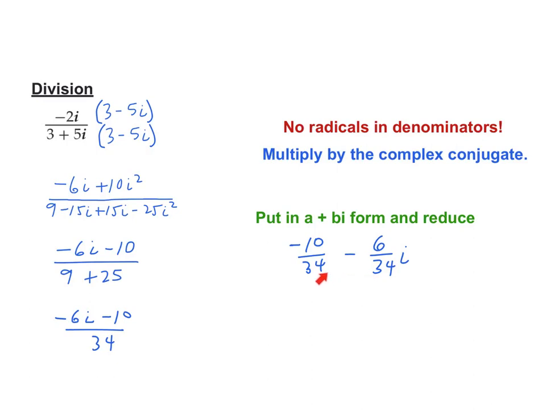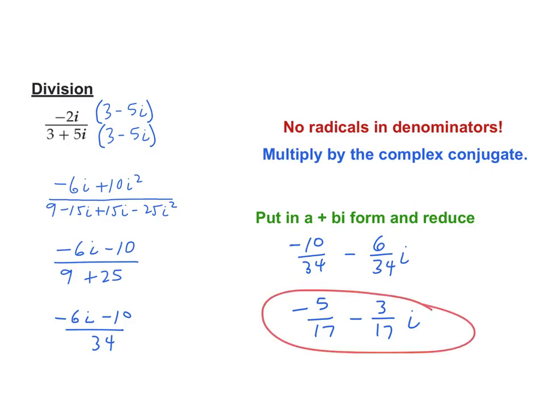And this is a. The only thing left I need to do is reduce. So what goes into -10 and 34? What else goes into 6 and 34? 2. So I can reduce both by 2. So I get -5/17 minus 3/17 i, and that is my final answer.